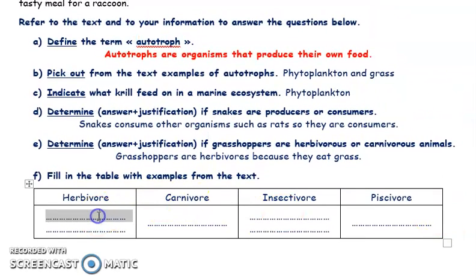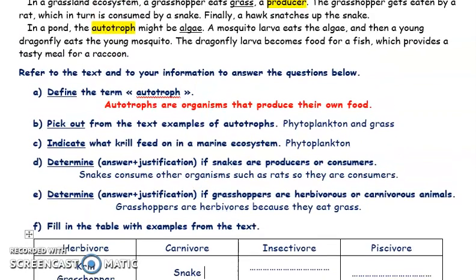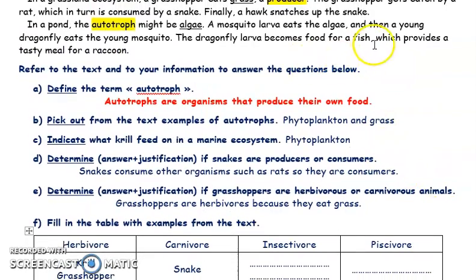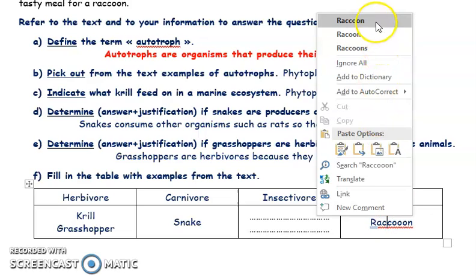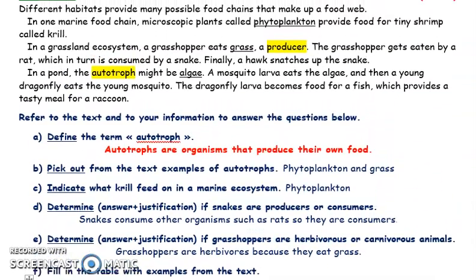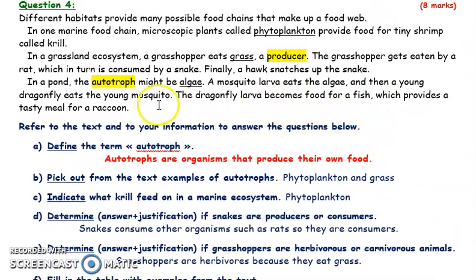Herbivore: we saw the krill that eat phytoplankton, the grasshopper that eats grass. Carnivore: the snake that eats rats. Piscivore, who eats fish: raccoon. Okay, so fish provides a tasty meal for raccoon. So the raccoon is a piscivore since it feeds on fish. Insectivore, who eats insects? Dragonfly.